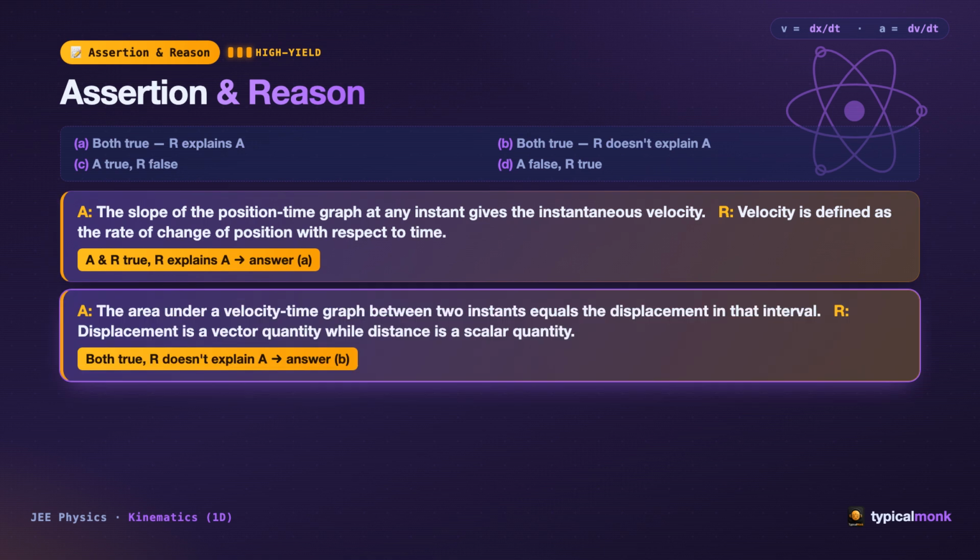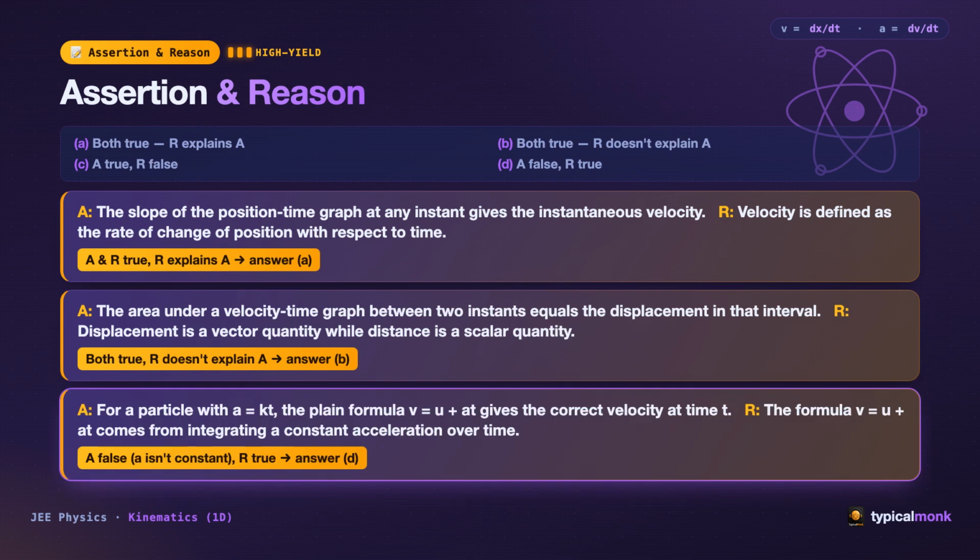Second one. Assertion. The area under a velocity-time graph between 2 instants always equals the displacement in that interval. Reason. Displacement is a vector, while distance is a scalar. Both statements are individually true. But pause. Does the reason explain the assertion? No. The area equals displacement because it is the time integral of velocity, nothing to do with the vector-scalar distinction. Both true. Reason does not explain. Option B.